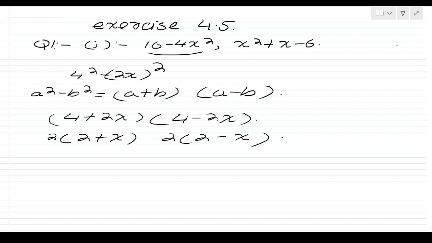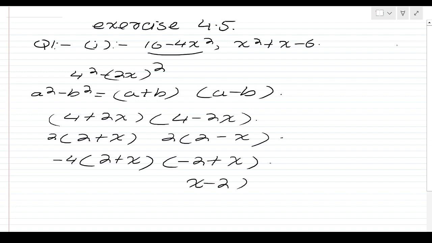Now here we will take the negative sign as a common value. So negative will be multiplied with 4, that results in negative 4 bracket 2 plus x. And then when the negative sign is applied, instead of having 2 minus x, we will have negative 2 plus x. Now negative 2 plus x can be written as x minus 2, and the rest, negative 4 bracket 2 plus x, will remain the same. So this is our first part, the first expression simplified.